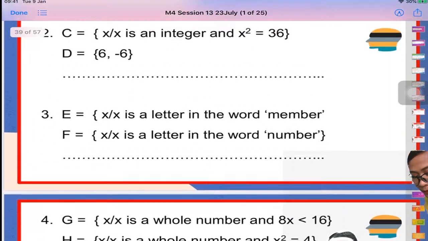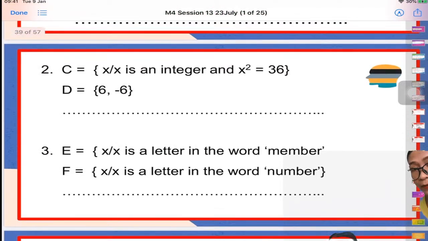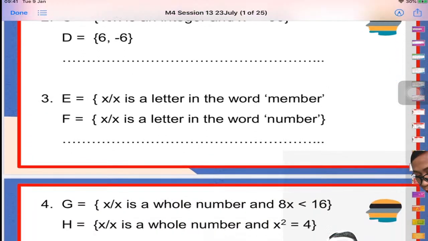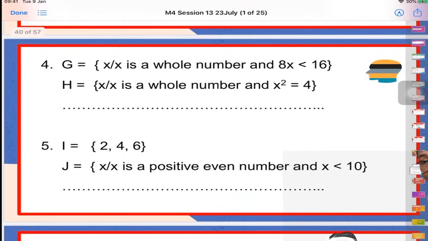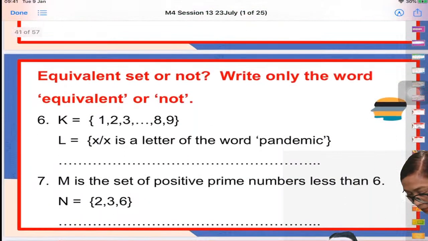Okay. Next is this. Number 2 and 3. Copy again, and answer. Do not print. 4 and 5. Yeah. Okay. And the last, number 6 and 7. Okay, that's it.